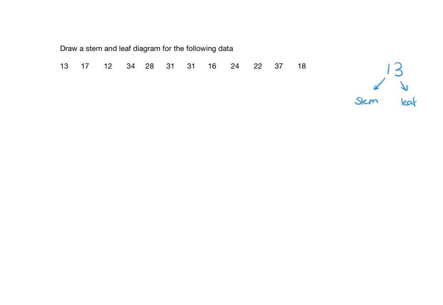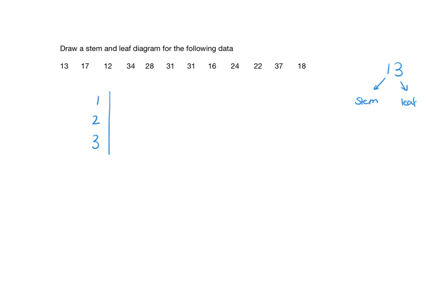So if I have a look at all my numbers, I'll notice that I've got the stems 1, 2, and 3. So when I draw a stem and leaf diagram, I'm going to have a column of my stems. So I've got the following: 1, 2, and 3. They're all my possible options for my stems. Now what I'm going to do is put the leaves in order for each row.